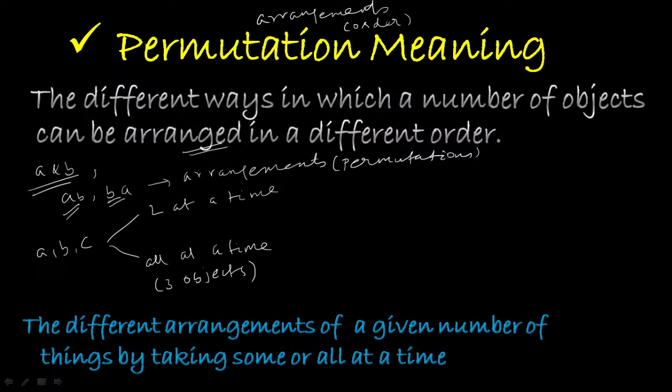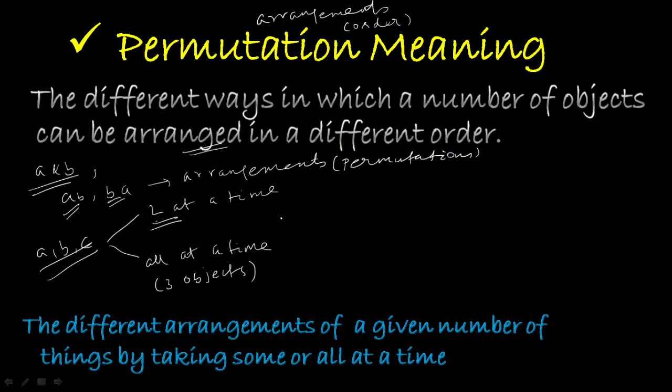So taking all at a time means taking all 3 objects at a time. Then what are the different possible arrangements? That is what we are going to find out now. Let me work out this one first. Suppose among the 3 objects I am going to take only 2 at a time. Let me first find out the different possible arrangements, that is, 2 objects at a time.